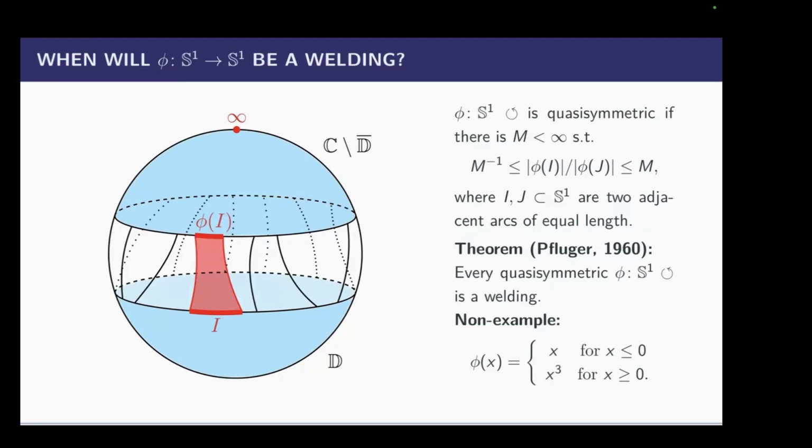And the example is the following. There is a mismatch in the powers. So when x is less or equal than 0, you have x. And when x is greater or equal than 0, you have x cubed. This example, I think it was first given by Oikawa in a paper from the 60s. And if you want, as I said later, I can show you why this is not a conformal welding.